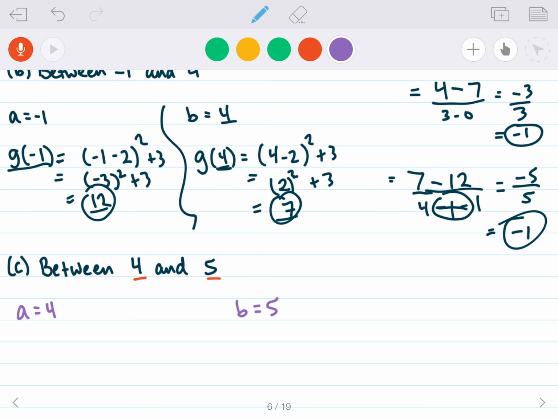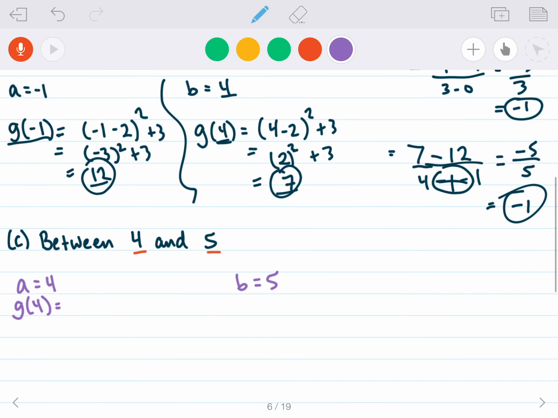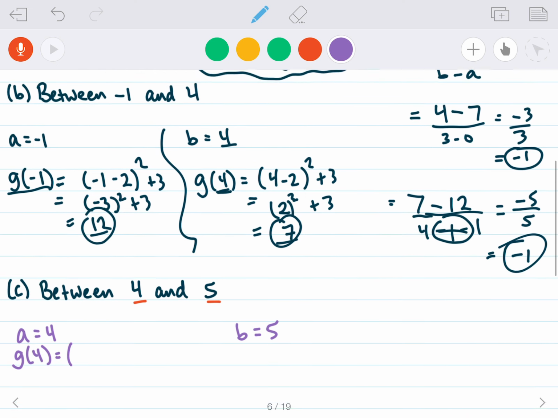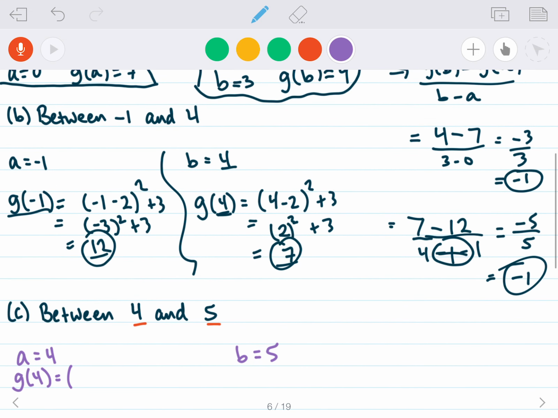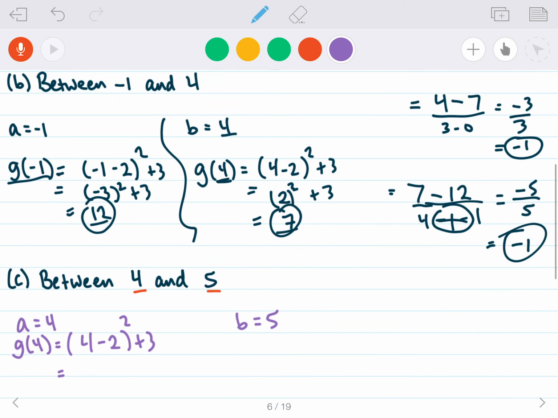What about g of 4, g of A? Well, we just plug in 4 into our rule. Again, our rule was given in the directions: input minus 2 squared plus 3. So here our input is 4, so we have 4 minus 2 squared plus 3. That's going to give us 2 squared plus 3, which is 7.